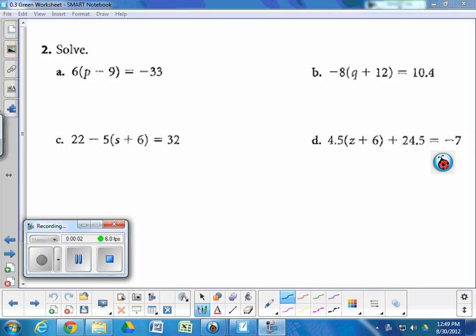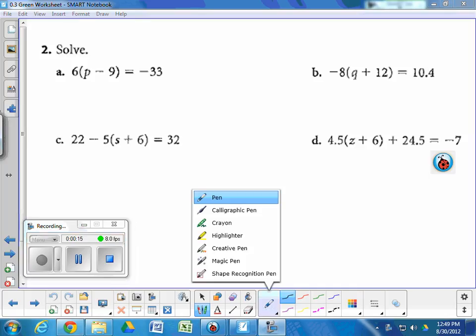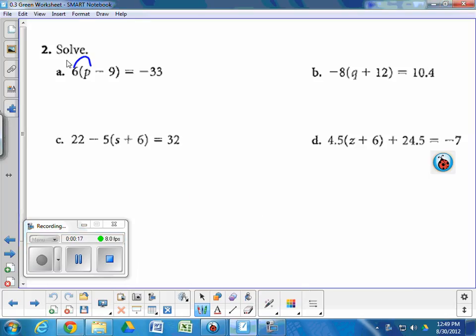All right, on the 03 green worksheet, we're talking about number 2A for now. So we want to solve this. There's two ways to do it. You can either distribute the 6, and then simplify from there, or you can divide out the 6 on both sides and go from there. It's really up to you. They'll both get you to the same answer.